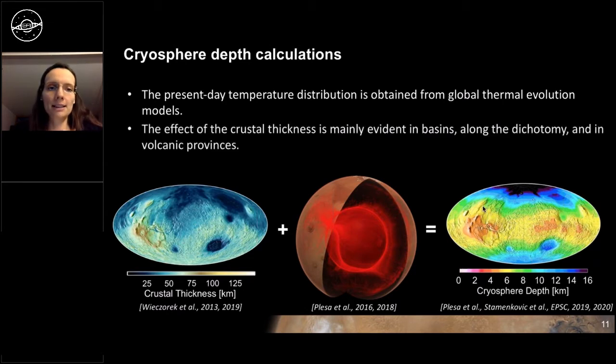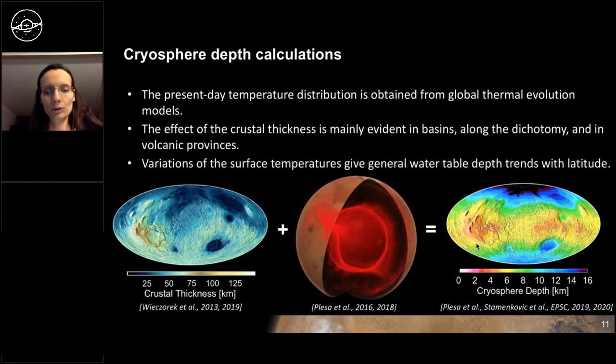Now, what you can see here is that the effect of the crustal thickness is mainly evident in basins, like, for example, Hellas and Utopia. You see that there, the groundwater depth is located deeper below the surface. And you see that in regions, for example, like Tharsis or even Elysium here, the groundwater table depth is closer to the surface, and this is due to the fact that the crust is thicker there, provides a stronger insulating effect, and therefore keeps the temperatures warmer in the subsurface.